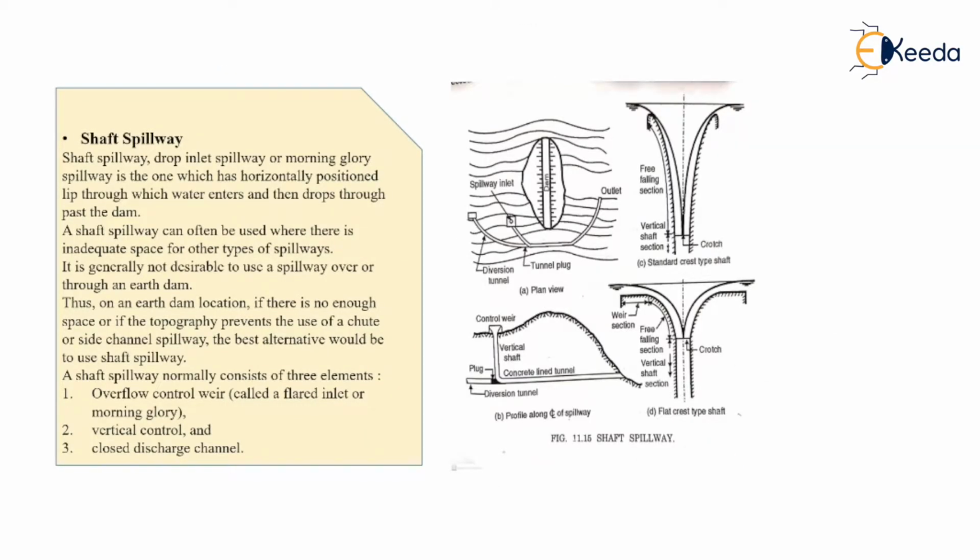Shaft spillway is also called an inlet spillway, morning glory spillway, or bell mouth spillway. It is the spillway which has a horizontally positioned lip through which water enters and then drops through a vertical or sloping shaft, and then to a horizontal conduit which conveys the water past the dam. You can see this in the diagram.